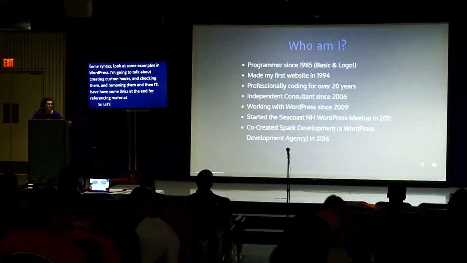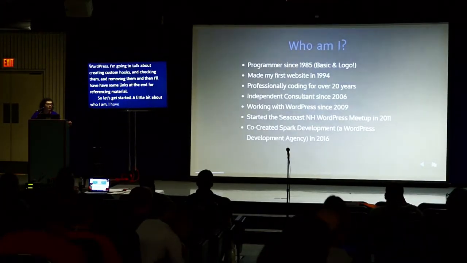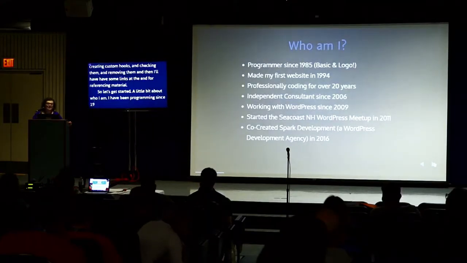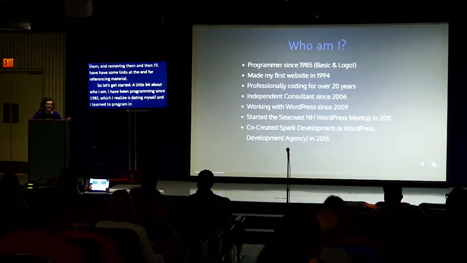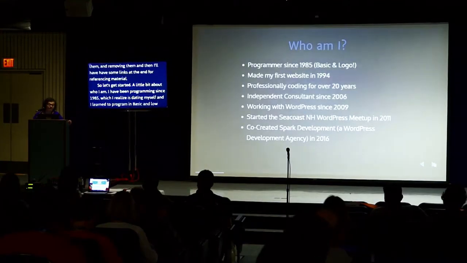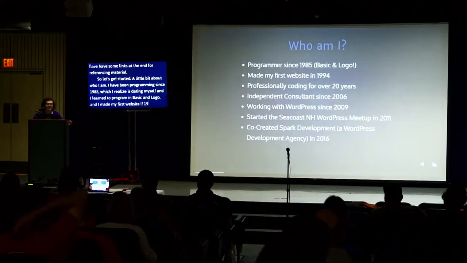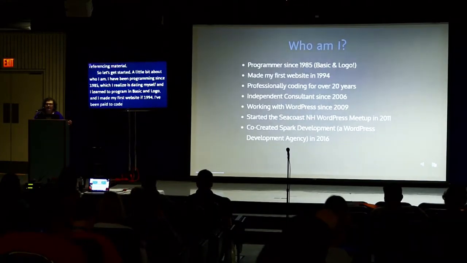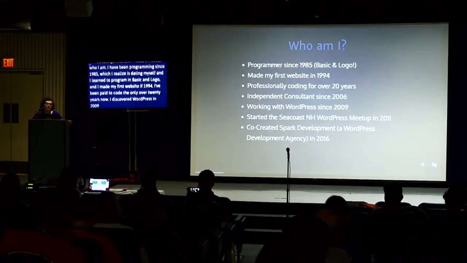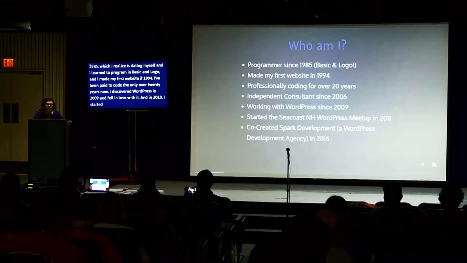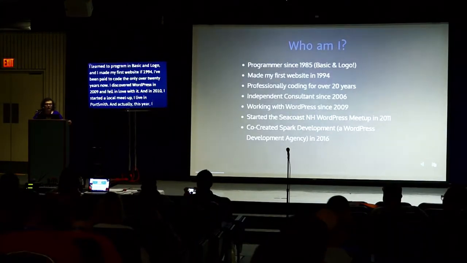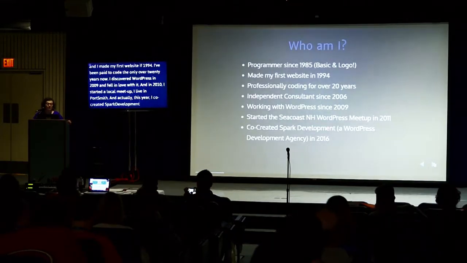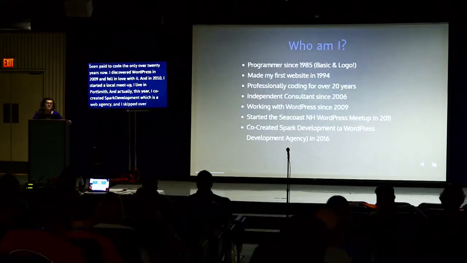A little bit about who I am. I have been programming since 1985, which I realize is dating myself, but I learned to program in BASIC and Logo a great many years ago and fell in love with it and have been learning languages ever since. I made my first website in 1994. I've been being paid to code for over 20 years now. I discovered WordPress in 2009 and fell in love with it. And in 2011, I started a local meetup where I live in Portsmouth, the Seacoast, New Hampshire WordPress meetup. And then just this year, I co-created Spark Development, which is a WordPress web agency. I started that with four other people who I met through my meetup. Oh, and I skipped over that I've been consulting since 2006.